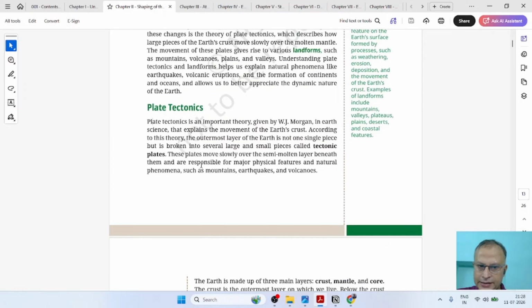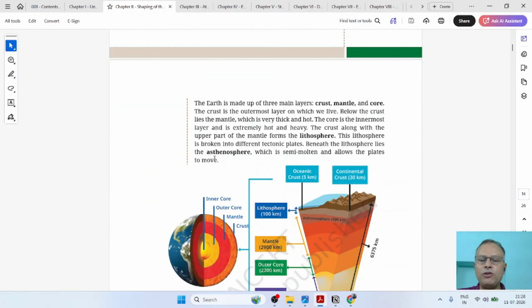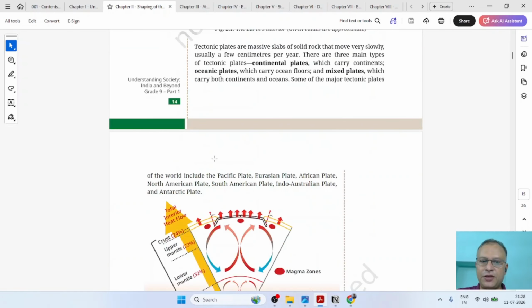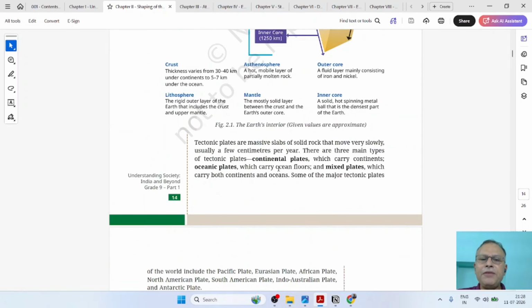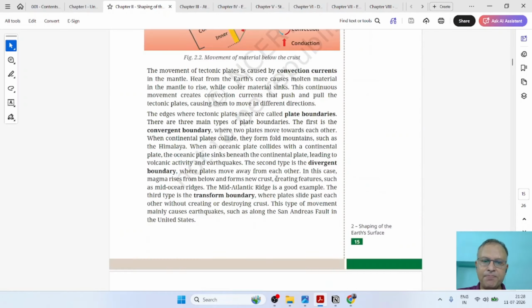This is in the class 11 syllabus of geography also, but now it has been included in class 9. I really appreciate this initiative of CBSE. Next, this was in the previous syllabus: crust, lithosphere, asthenosphere, etc.